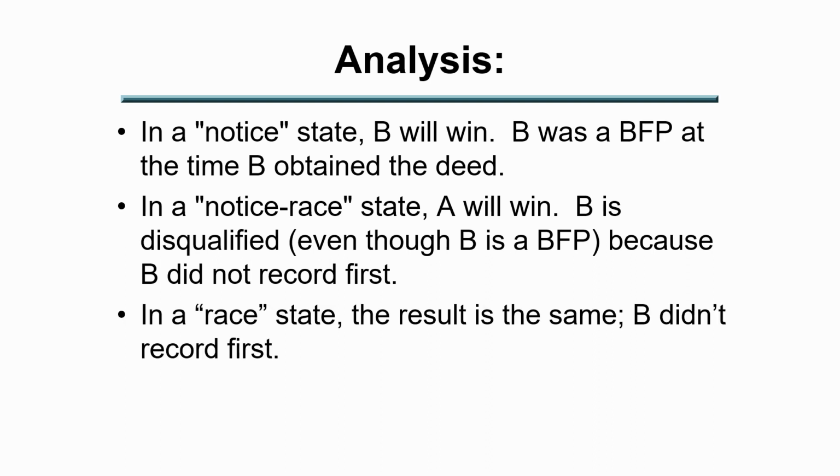In a pure race state, the result is the same as in a notice race state. Once again, B didn't record first. And if you don't record first in a race type state, then the previous taker, A, will always prevail.